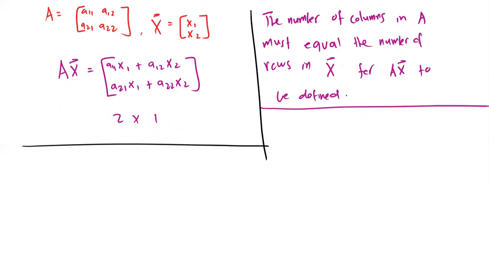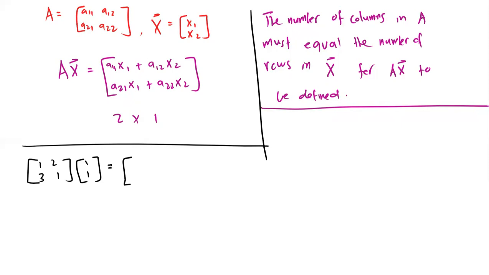Let's say you want to find the product of the matrix [1, 2; 3, 1] times the vector [1, 1]. And again, notice that the number of columns in the first matrix equals the number of rows in the vector. So how do you calculate this? It's going to be a 2 by 1, and it's calculated like this.